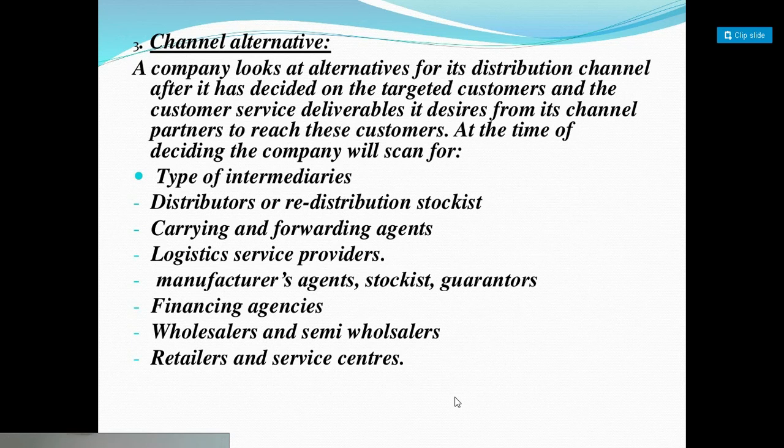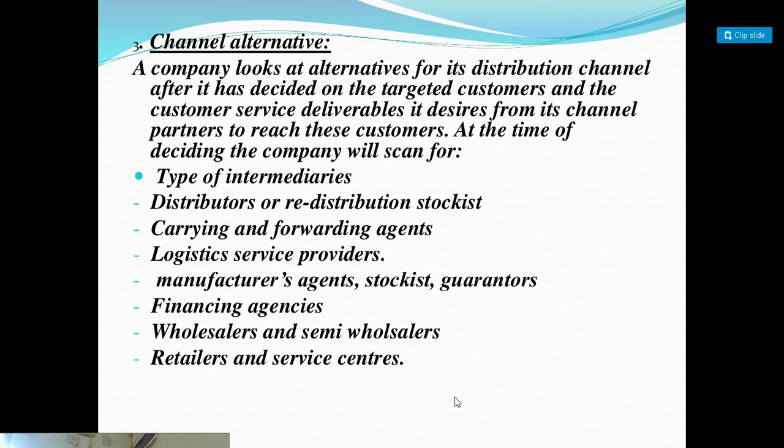Next, channel alternatives. A company looks at alternatives for its distribution channel after it has decided on the targeted customers and the customer service deliverables it desires from its channel partners to reach the customers. At the time of deciding, the company will scan for the following factors. In the channel alternatives, what are the things required? Who are the people who are going to take care? All these things should take place in a proper way.